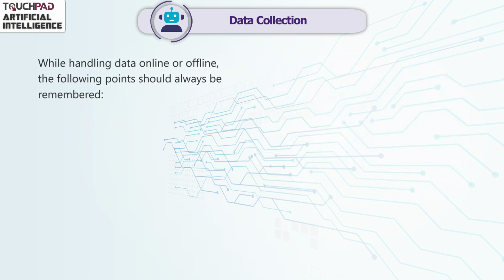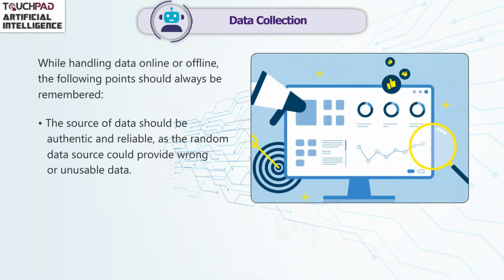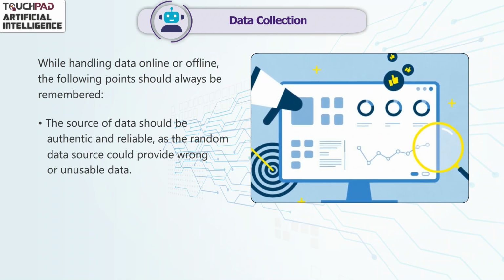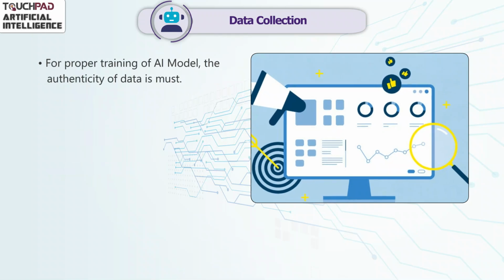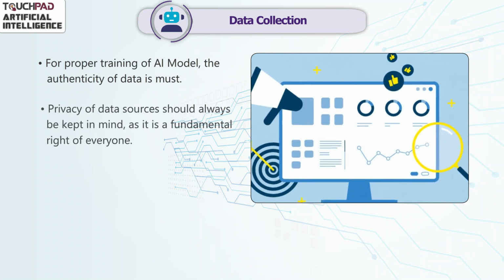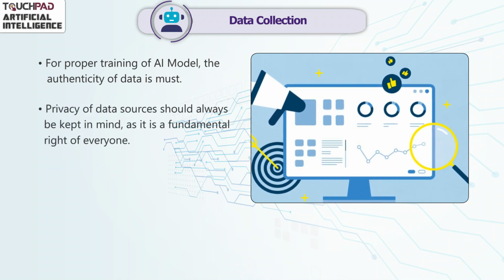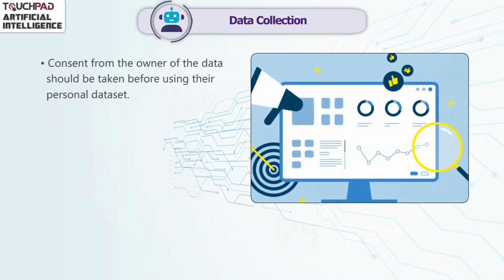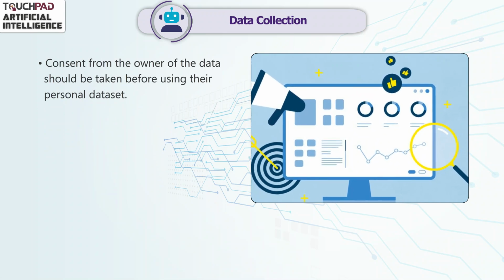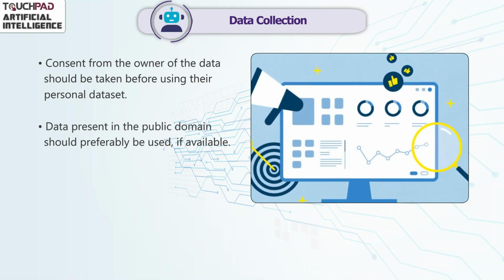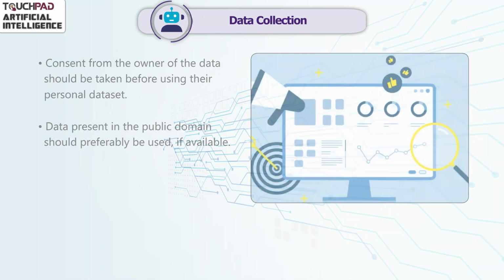While handling data online or offline, the following points should always be remembered. The source of data should be authentic and reliable, as a random data source could provide wrong or unusable data. For proper training of an AI model, the authenticity of data is a must. Privacy of data sources should always be kept in mind, as it is a fundamental right of everyone. Consent from the owner of the data should be taken before using their personal data set. Data present in the public domain should preferably be used if available.